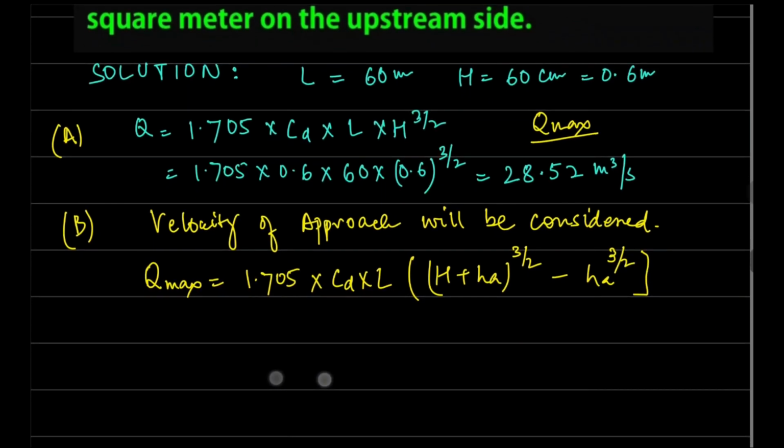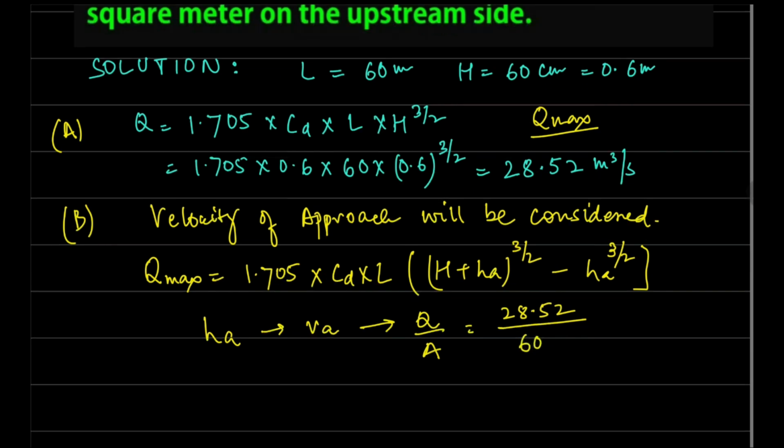Now, first of all, we have to figure out the value of HA, and HA will be found from the VA. In order to get the VA, VA can be Q by A. So Q is given to us from the previous Q value, this Q value is 28.52, divided by the area. The area of this channel is 60 square meters, so that is 60. So this will give us a VA value of 0.475 meter per second. Corresponding to this, HA value will be VA square divided by 2G.